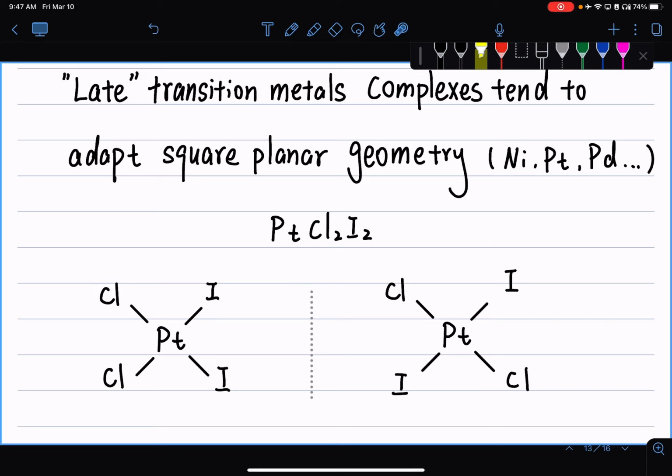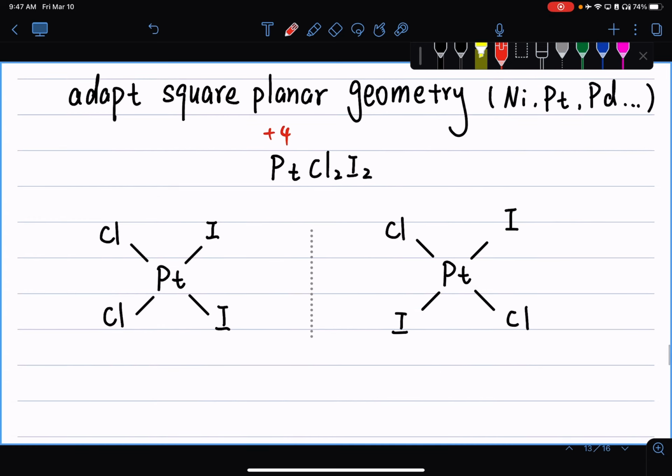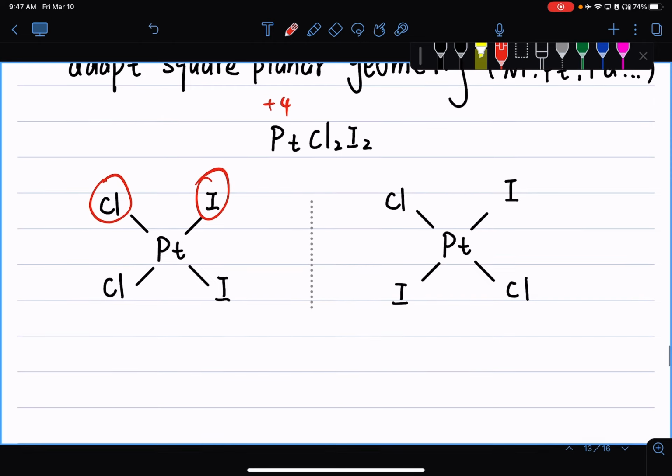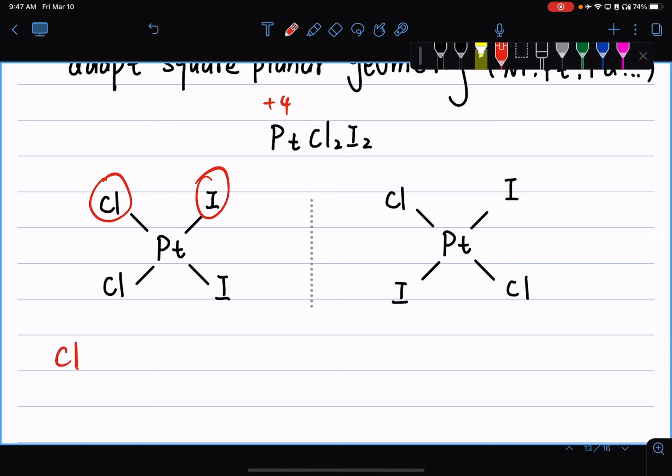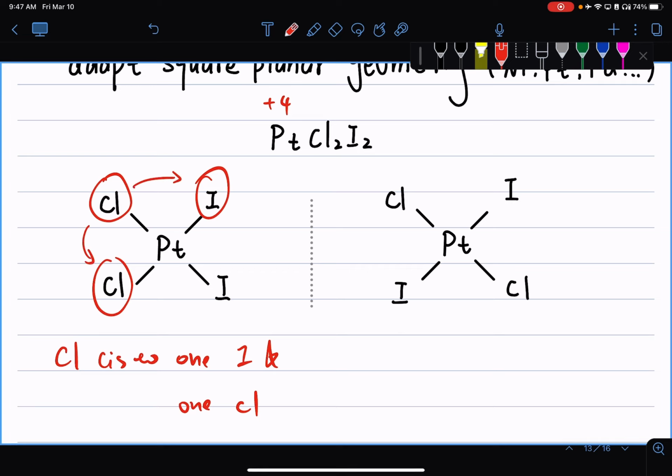So let's use the palladium with 2 chloride and 2 iodide. Right, so in this case, again, a quick survey here. This is a +2 because both chloride and iodide are X-type ligands. So in this drawing, what we can say is you have chloride cis to iodine, 1 iodine and 1 chloride. So that's the relationship we're talking about. Cis just means chloride is in close proximity to another chloride and in close proximity to another iodine.